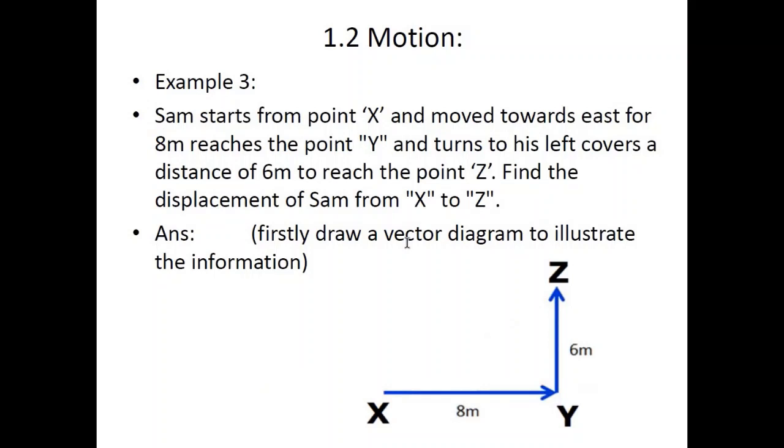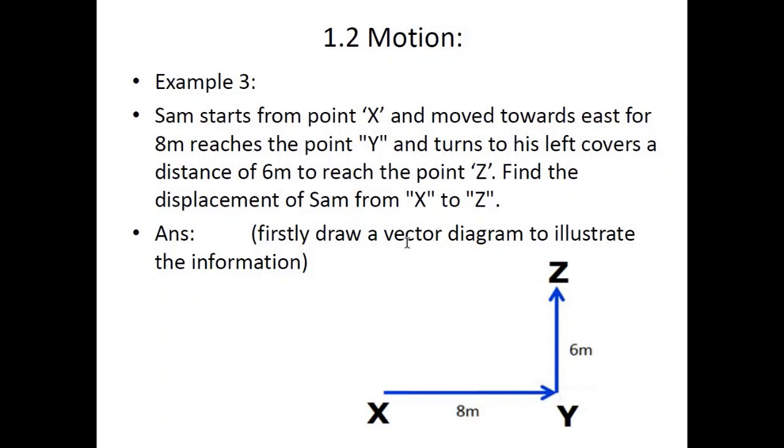Let's look at another problem. Sam starts from point X and moves towards east for 8 meters, reaches point Y and runs to his left, covering a distance of 6 meters to reach point Z. Find the displacement of Sam from X to Z.